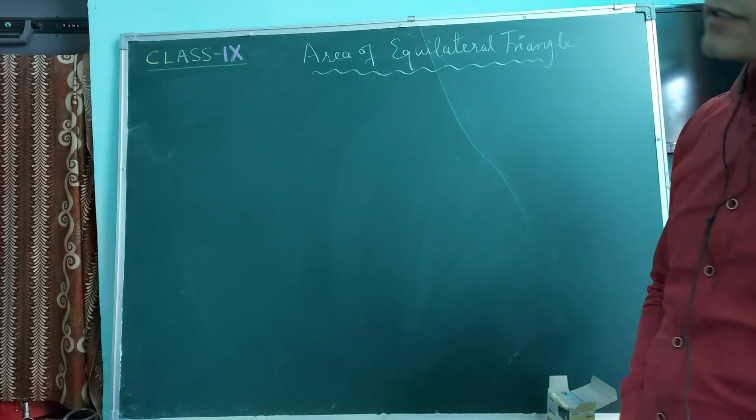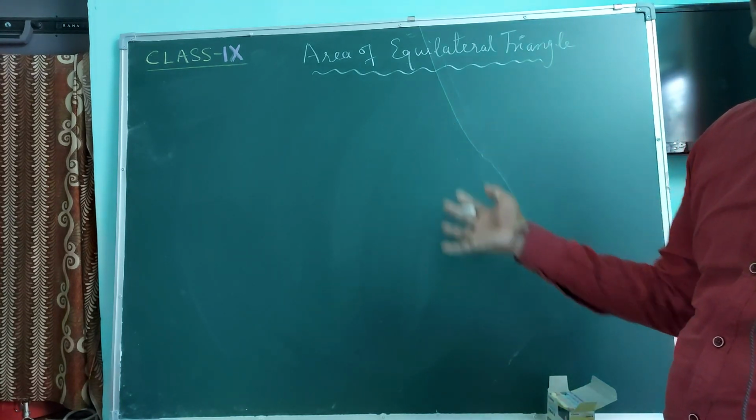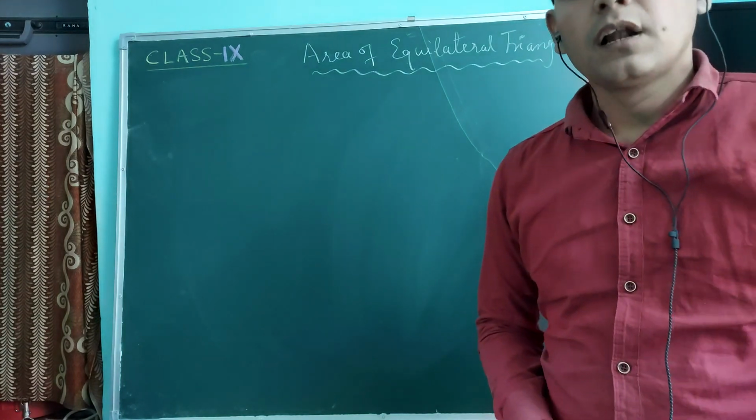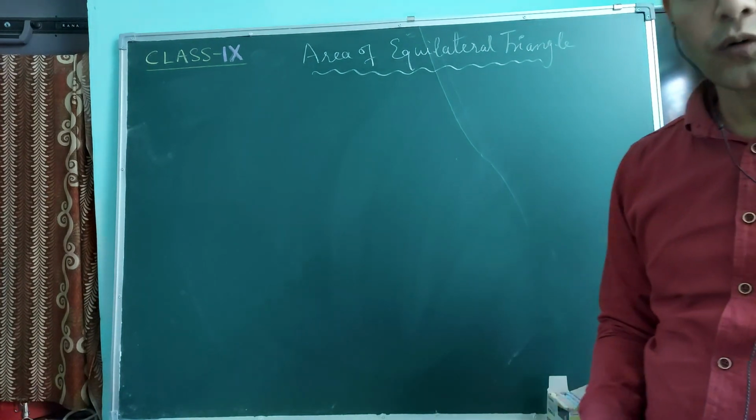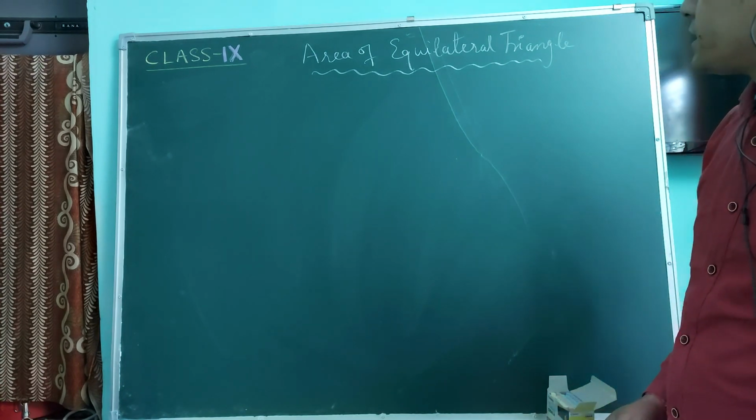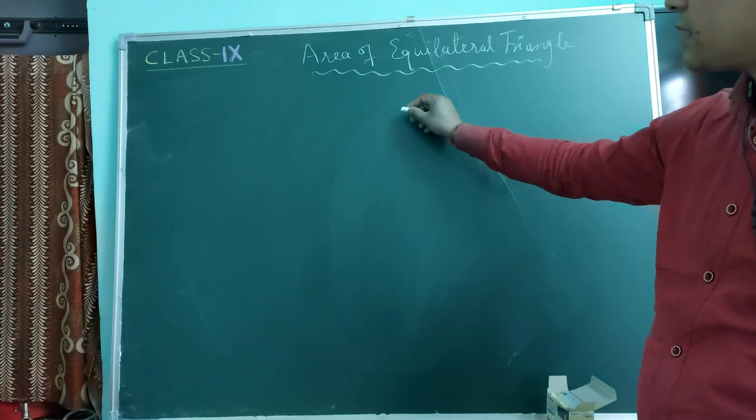In this class 9th, today we have to do the area of an equilateral triangle by using Heron's formula. Okay, so let us start with the triangle Heron's formula.